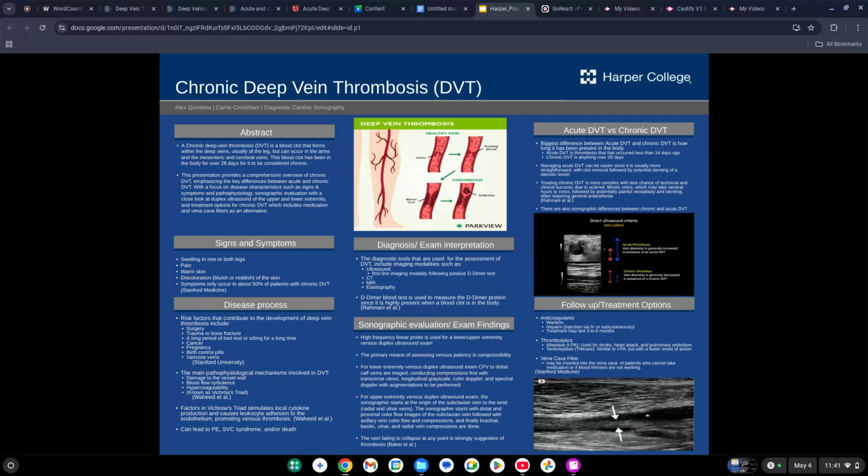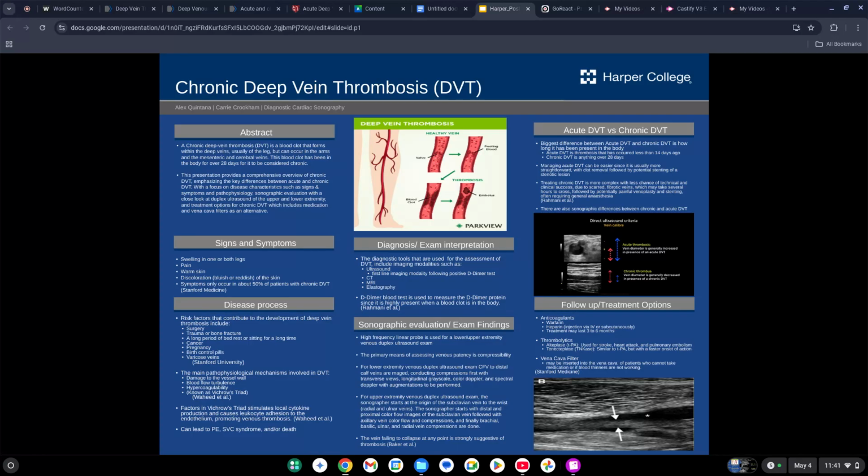Having chronic DVT can also lead to other complications like a pulmonary embolism. This is where a blood clot, most times coming from the leg, can turn into an embolism. This travels up to the arteries of the lungs, gets lodged in there, and blocks blood flow and oxygen levels in the lungs. So that's no good.